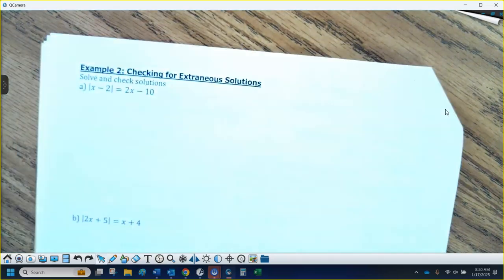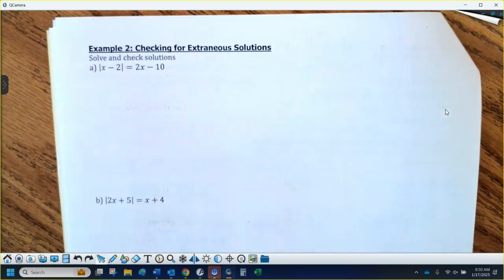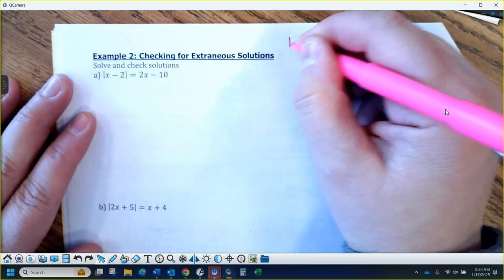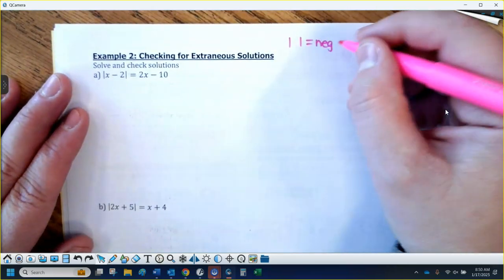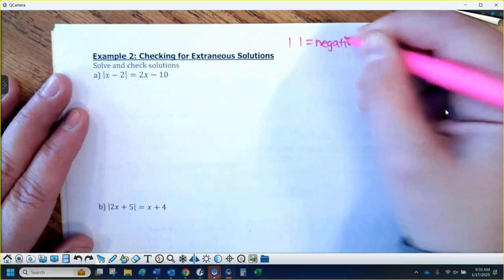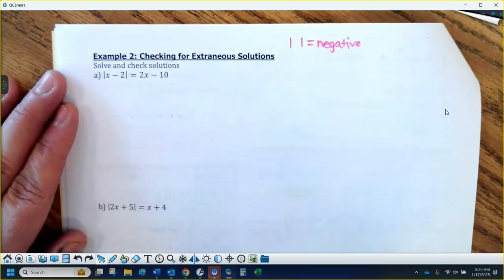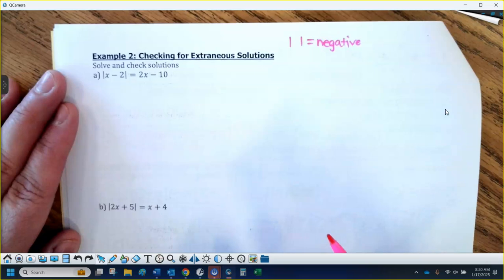Okay, now I know I have a lot of space. We don't really need all this space for these questions. I just kind of spaced them out. So absolute value by itself, you just got to remember, cannot be equal to a negative number. Now, if you have an expression, you'll have to check to see if that expression would become a negative number.